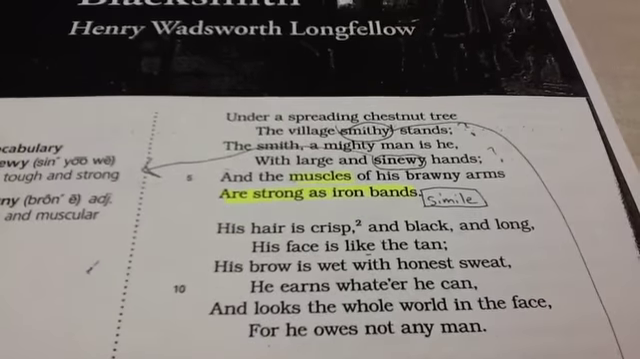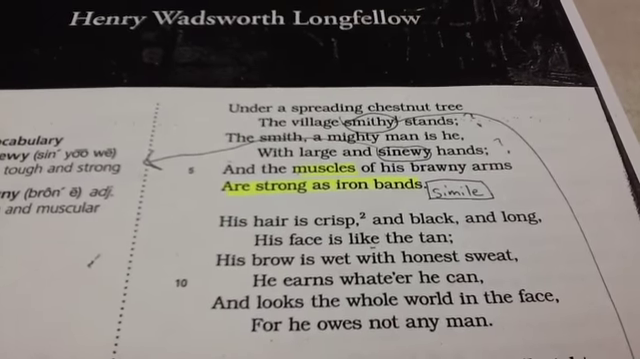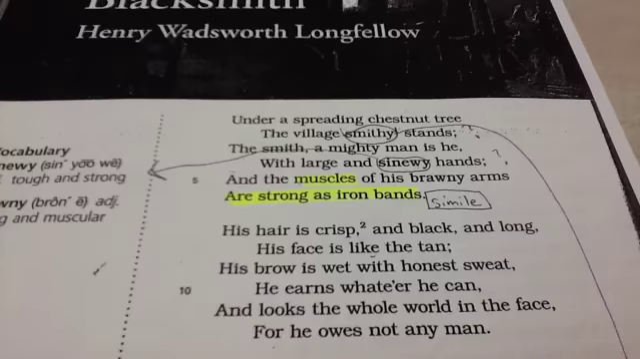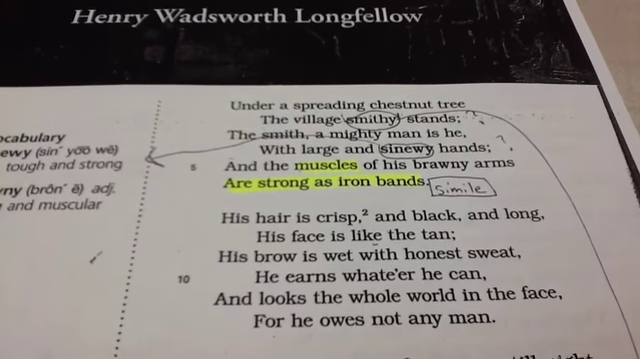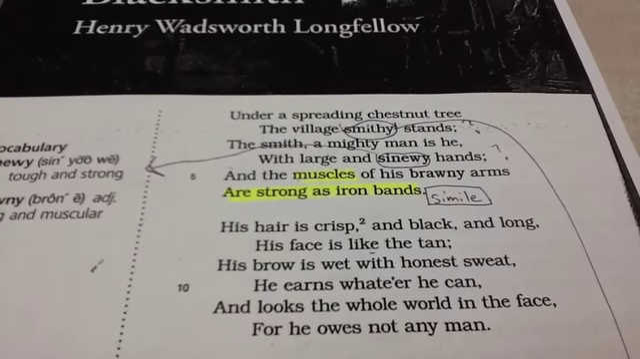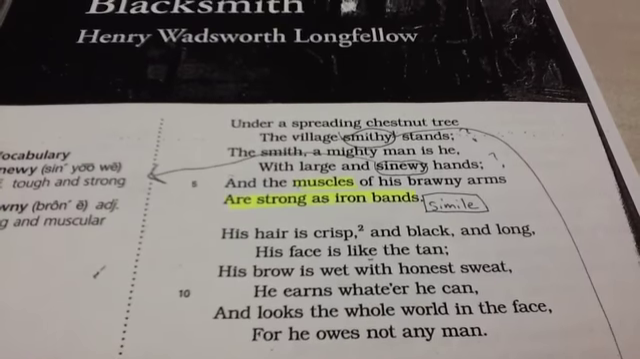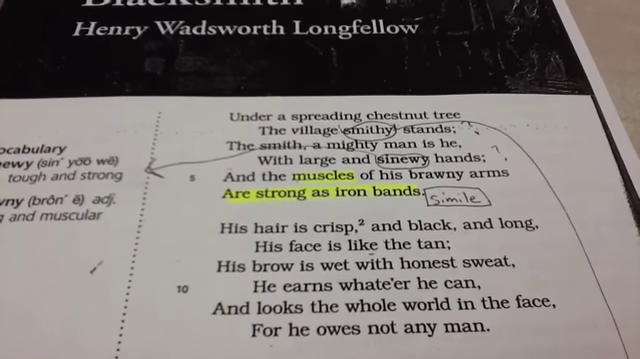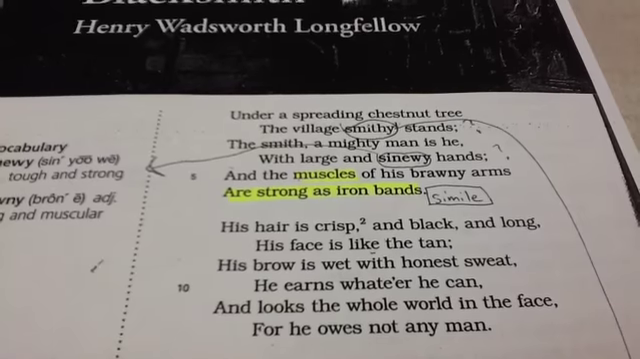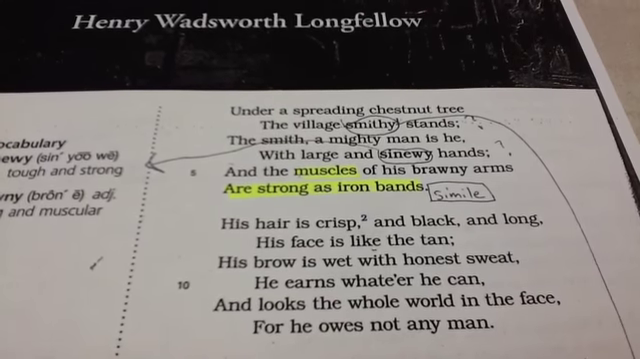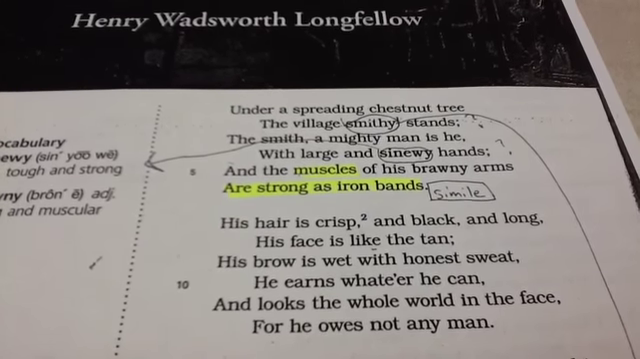To go on to stanza 2, I like to go ahead and read it and then go back and reread it and take notes on my second read. His hair is crisp and black and long. His face is like the tan. His brow is wet with honest sweat. He earns whatever he can and looks the whole world in the face, for he owes not any man.